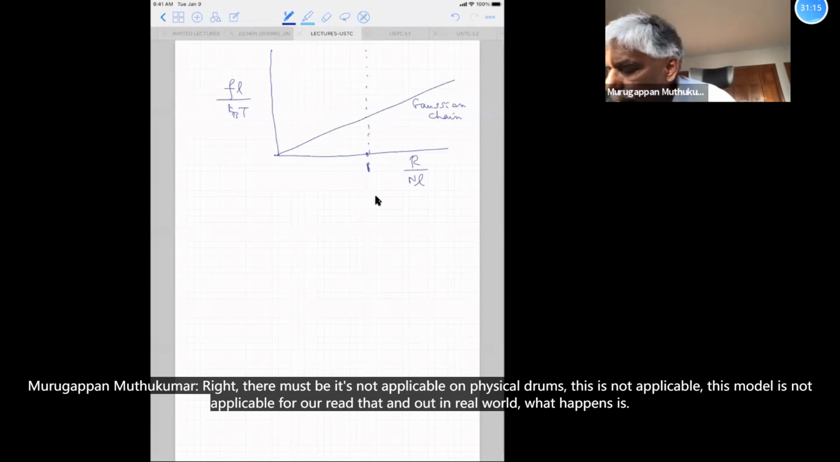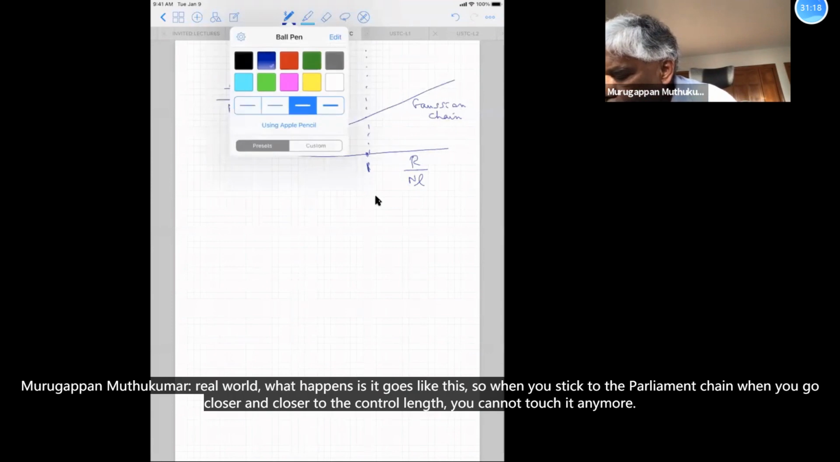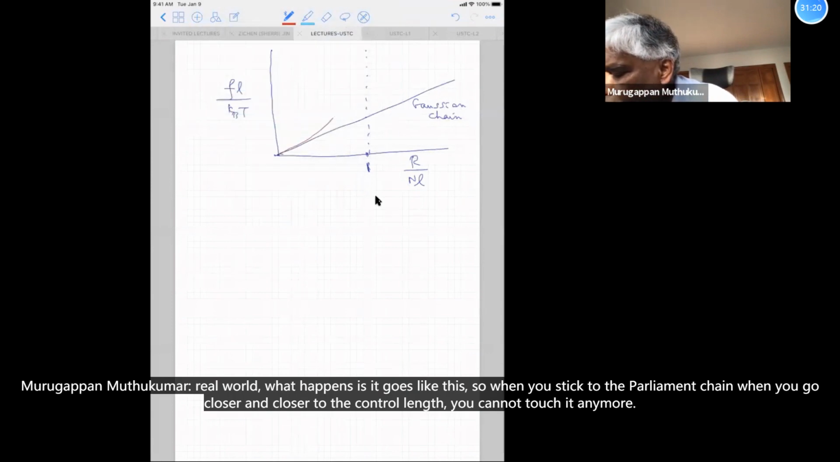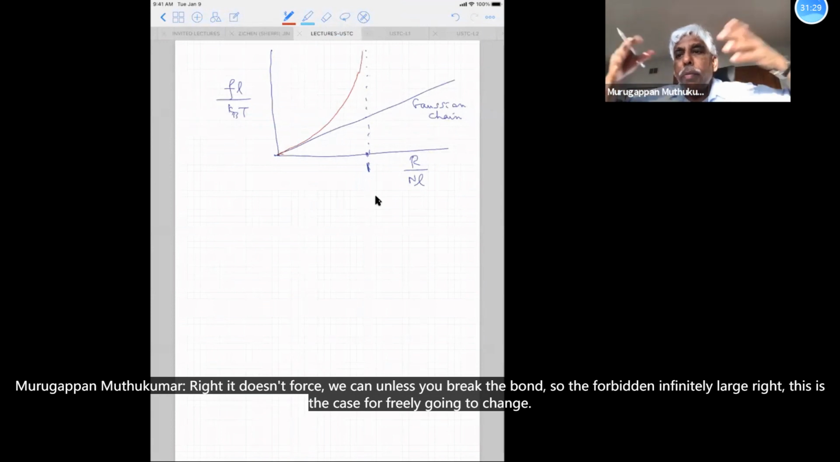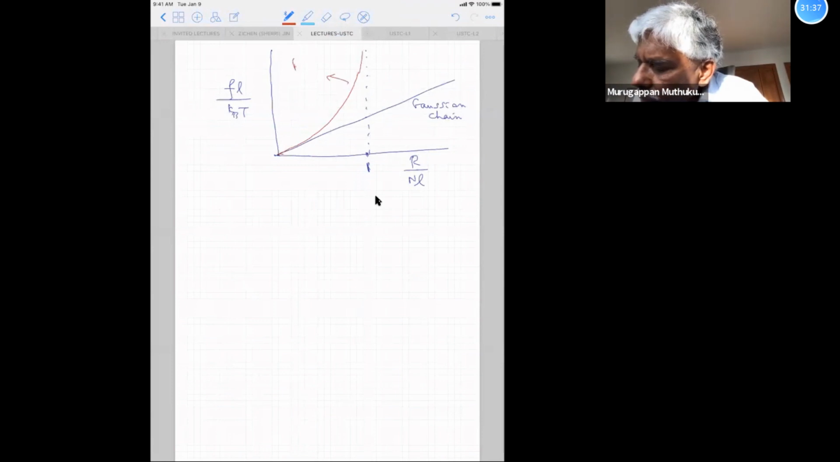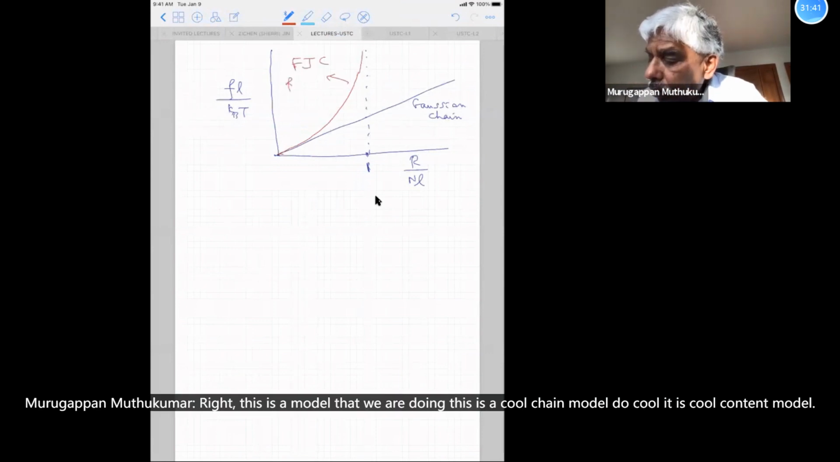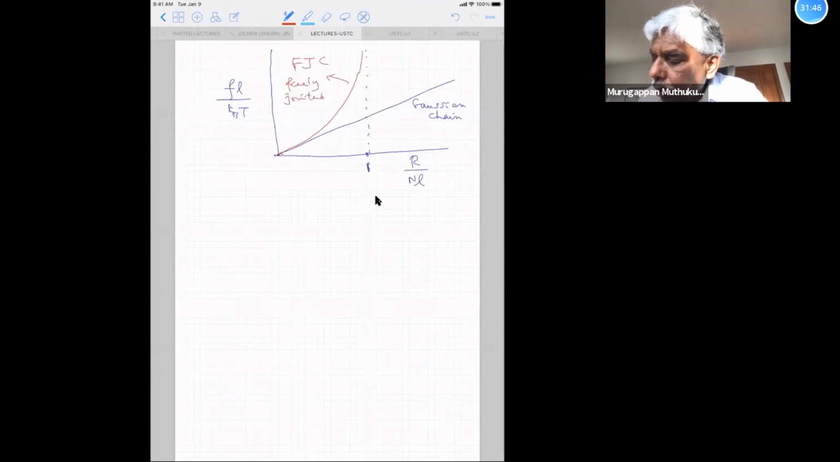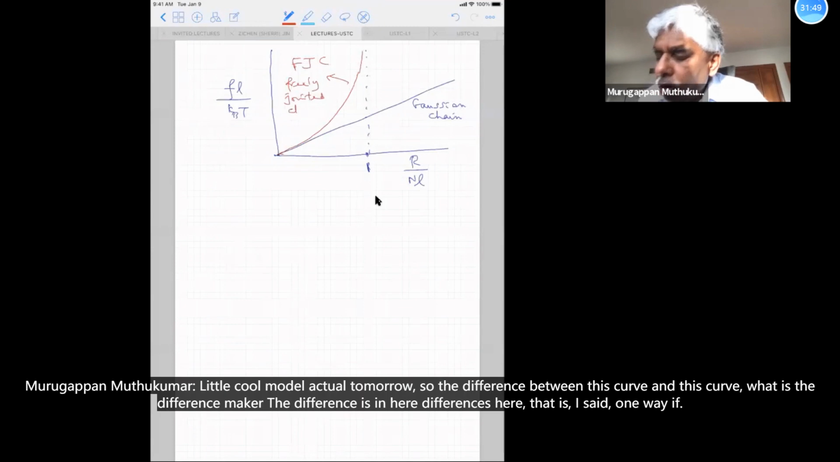In the real world, what happens is it goes like this. When you stretch the polymer chain, when you go closer and closer to the contour length, you cannot stretch it anymore, unless you break the bond. So the force becomes infinitely large. So this is the case for the freely jointed chain. This is the model that we are doing. This is the Kuhn chain model, the actual Kuhn model.